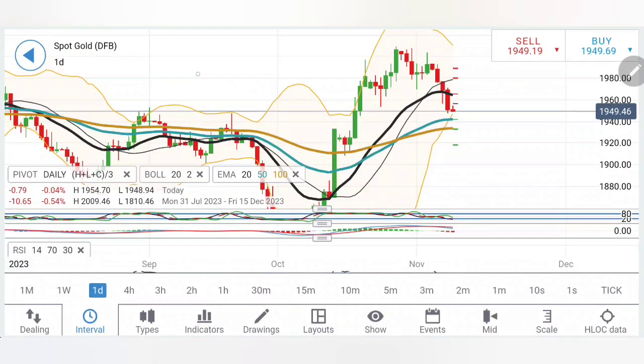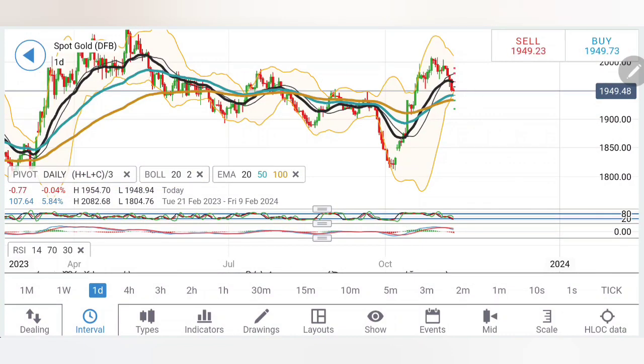Coming to the daily chart, now see what is happening on the daily charts. Prices were divergent here, and it has retraced towards the 20 period moving average.